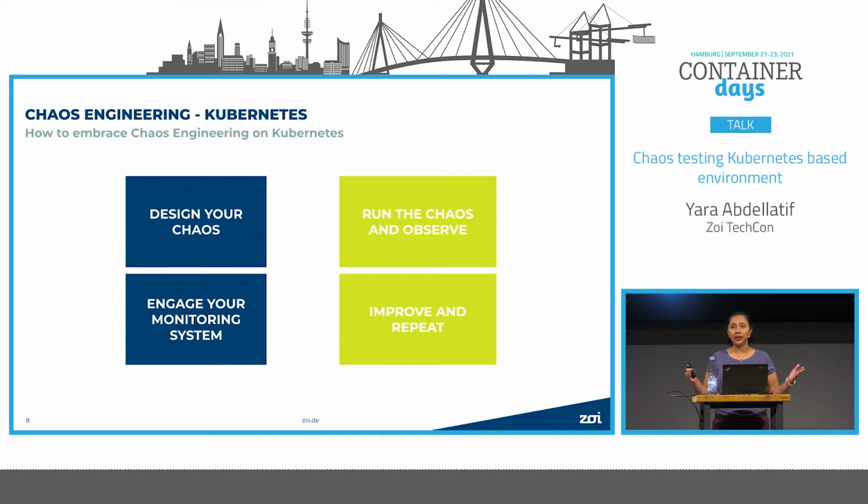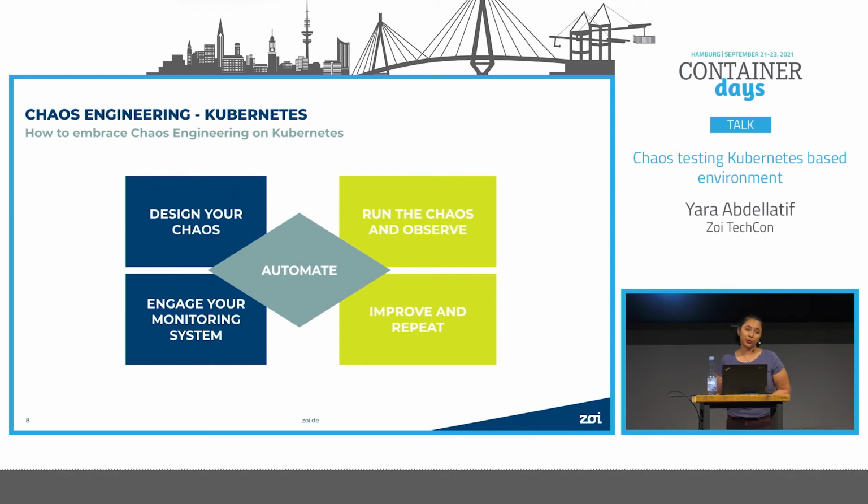So now that you are confident enough that your system is in a good state, it's robust, ideally, you want to start automating your experiments. So you want your chaos experiments to run in a more or less automated manner and get alerted by them.